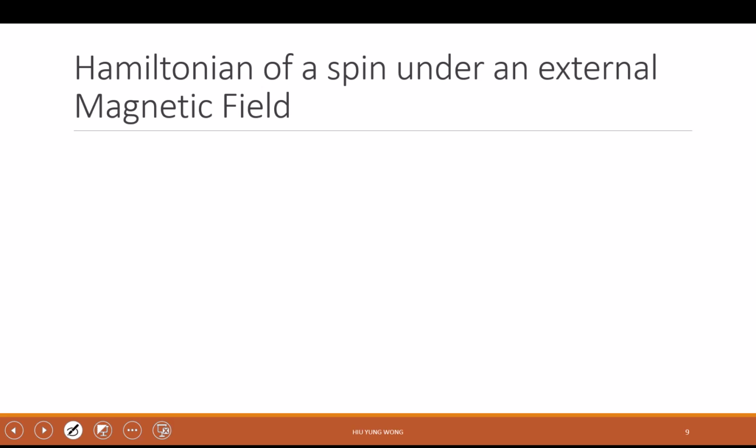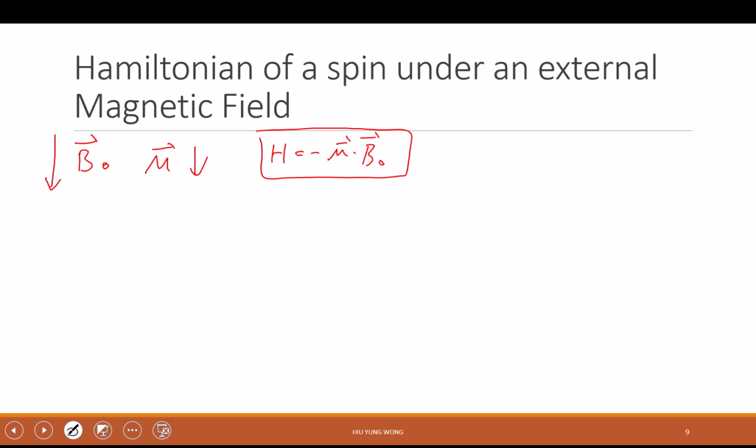Now, this is what happens. If I have the magnetic field pointing down, or it doesn't matter, just make it pointing down, and then I have a magnetic moment of an electron, then it will create an energy. This energy, the Hamiltonian, is equal to negative magnetic moment dot product with the magnetic field. Again, why is this? It's given. I actually don't know how they proved this, maybe just experimental observation.